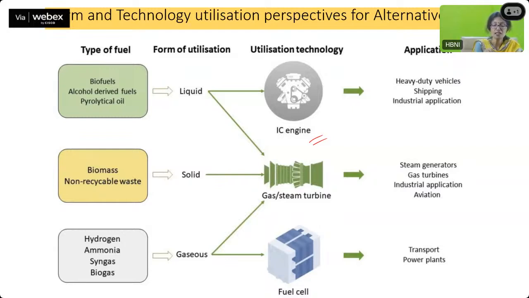Then you can have biomass or non-recyclable wastes. These are all solids. From this, basically, you can generate heat and gas, and you can use it for generation of water vapor, that is steam, and with that you can move a turbine. You can use it in industrial applications, in aviation, in gas turbines. The other type of fuel is hydrogen, ammonia, syngas, or biogas. These are all gaseous. You can use them in fuel cells, for transport, or for power plants.